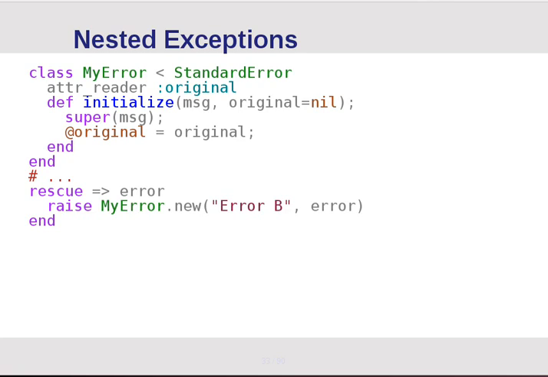Instead, use nested exceptions. Now, Ruby doesn't provide for nested exceptions out of the box, but it's very easy to define your own error class that supports them. And the idea of a nested exception is that it's just an exception that has a slot in it for an original exception, which was the one being handled when this exception was raised.